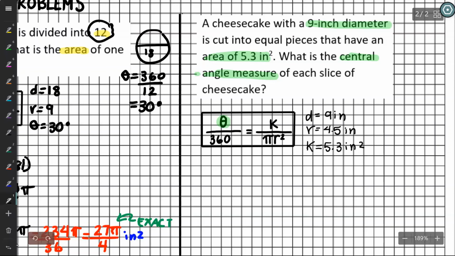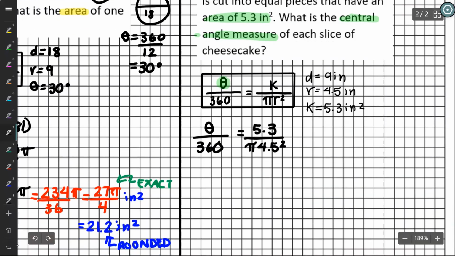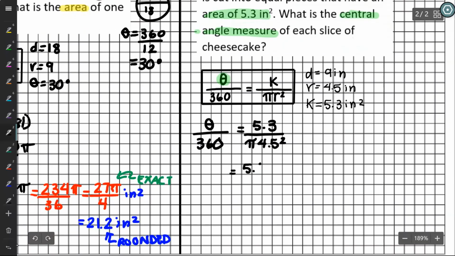And now we're going to set up our proportion. So theta is going to stay there because we don't know what it is, over 360 equals 5.3 at the top over pi times 4.5 squared. Alright, so now we are going to simplify this at the bottom first. So I'm going to have 5.3 over, 4.5 squared is 20.25 pi equals theta over 360, and now I can cross multiply.